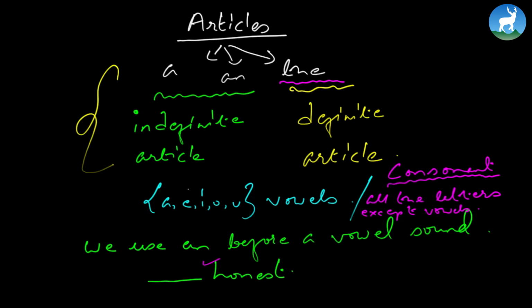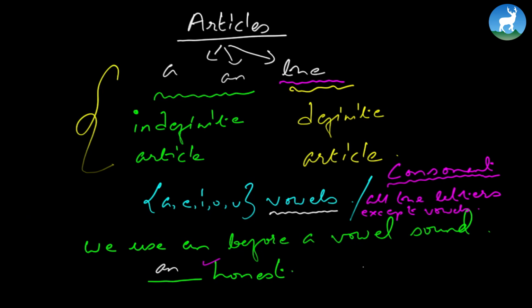So that's why this, or sometimes it could be as well, E, I, O, U. The very beginning of the sound, like in this case, honest. It starts with an O sound, and that's a vowel. All right, that's why we go for an honest. We don't write a honest, we write an honest person. Right, this is the first use of an: we use it before the vowel sound.